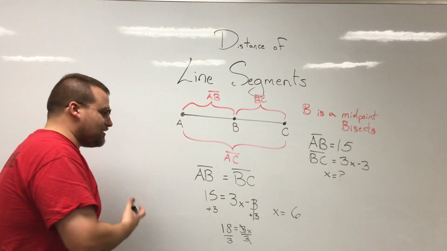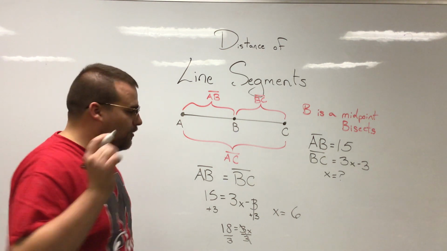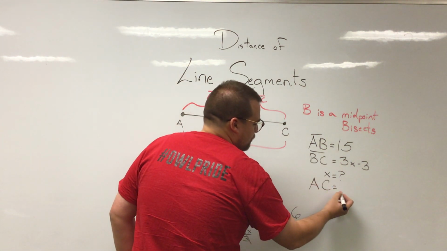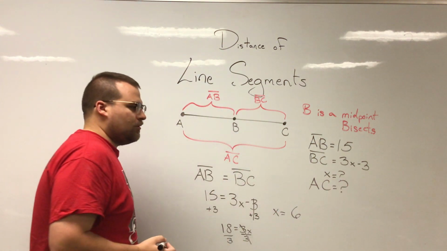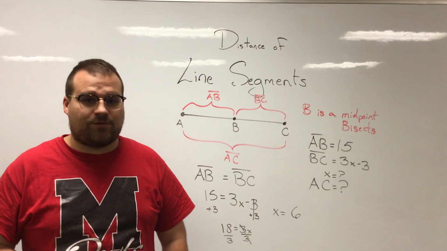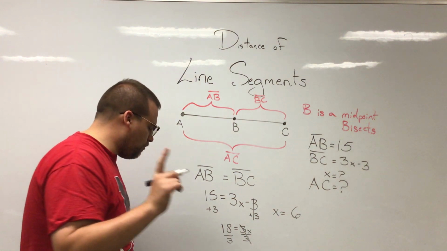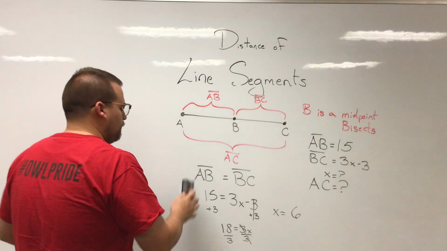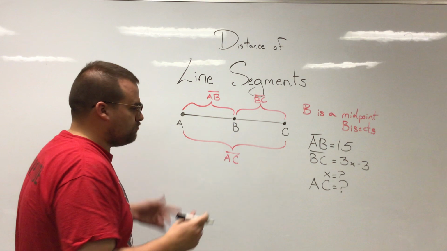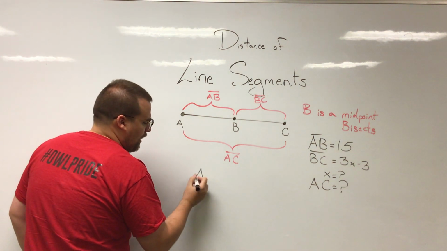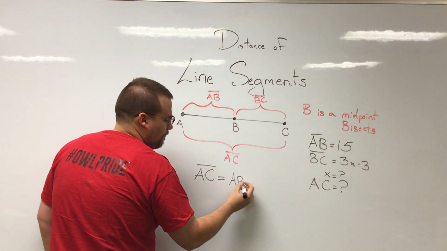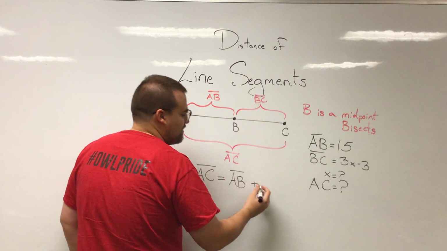Now what if this wanted us to take it one step farther? And it wanted to say, well, what is AC equal to? Could we figure that out? We could. We actually have multiple ways of figuring that out. Here's one way we could think about it. We could think with the equation that we made earlier, that AC as a whole is made up of AB and BC.